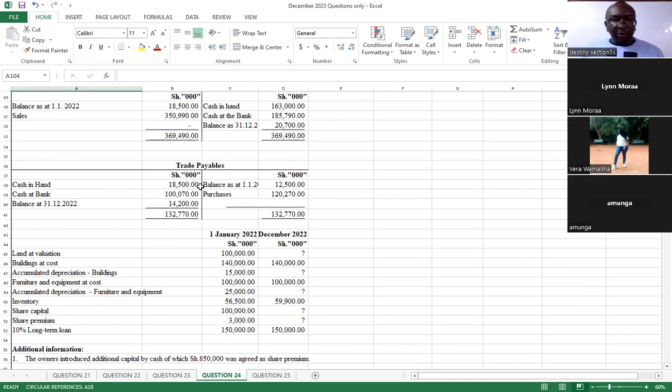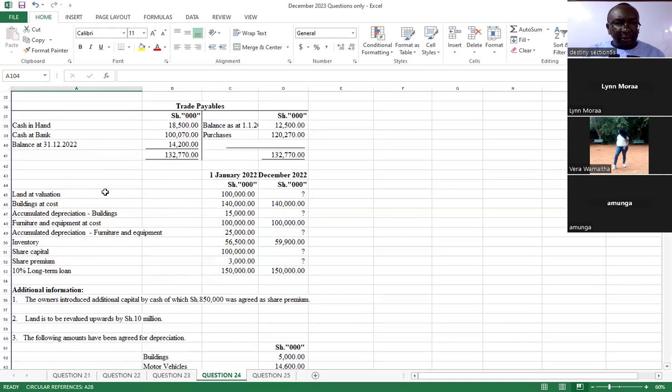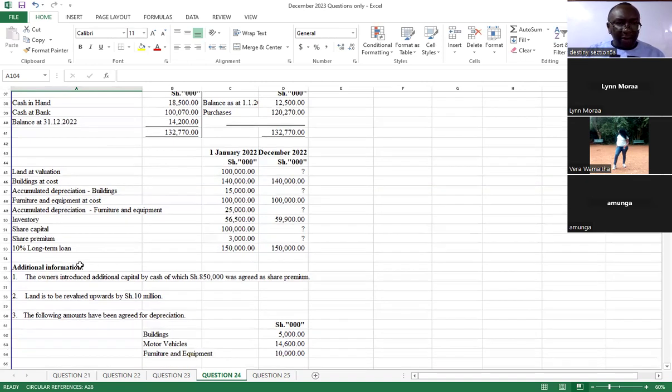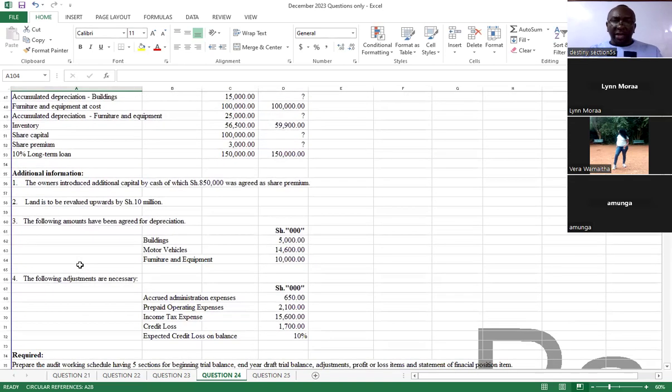What else now do we need? Tukikuja kwa hii statement, rather hii table here, we already have taken care of all this. They are all captured somewhere. Then let's go to the additional information. Now we are told that the owners introduced additional capital, so that will affect the capital and the share premium, which we already have captured.